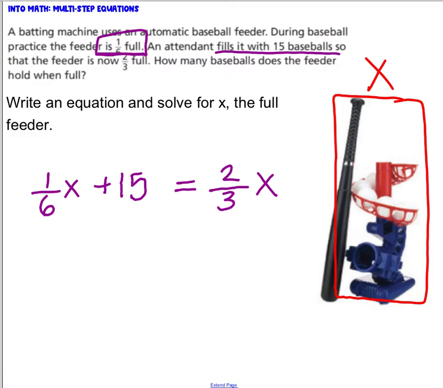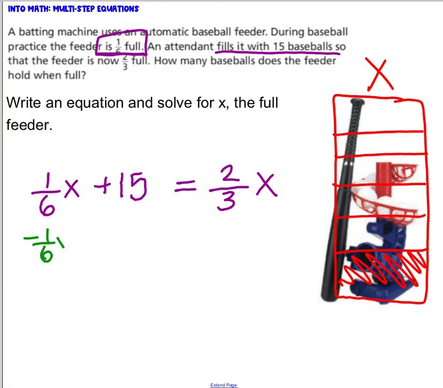Let's solve it to find out how many balls it holds when the whole thing is full, right? Because at first it was 1/6 full. 1, 2, 3, 4, 5, 6. Yeah, at first it was 1/6 full. Then we add 15 and it's 2/3. So we're going to have to figure out how many balls it holds when it's full. So let's bring our variables together by subtracting 1/6 x on both sides.